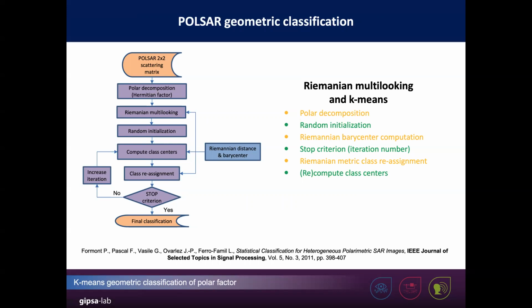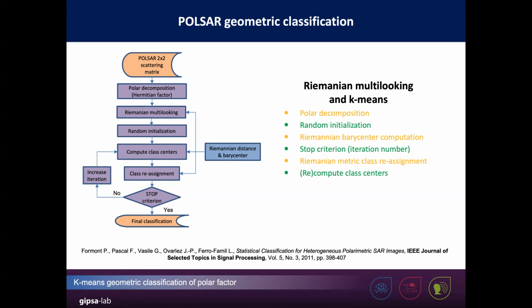starts first by filtering using Riemannian multilooking. What is Riemannian multilooking? It is very simple. Instead of using averaging when computing the complex multilooking, we take the barycenter, for example, in a 7x7 local sliding neighborhood, and we replace the speckle-free estimate with this barycenter. And then we apply the Riemannian k-means classifier on these results.